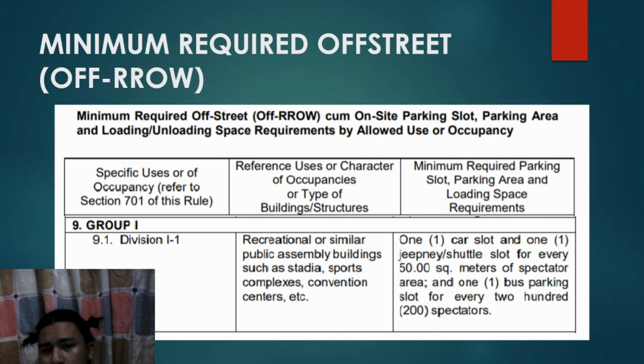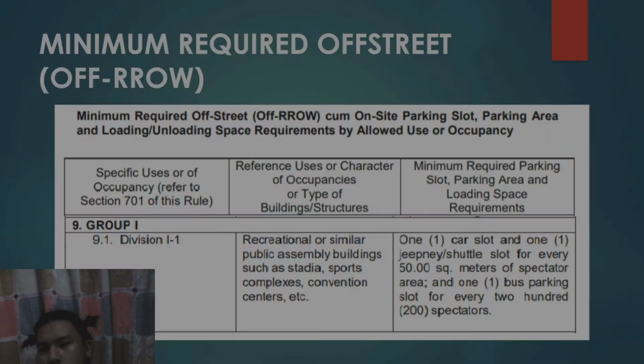Recreational or similar public assembly buildings, such as stadia, sports complexes, convention centers, etc. The minimum required parking slot, parking area, and loading space requirements are one car slot and one jeepney shuttle slot for every 50 square meters of spectator area, and one bus parking slot for every 200 spectators.